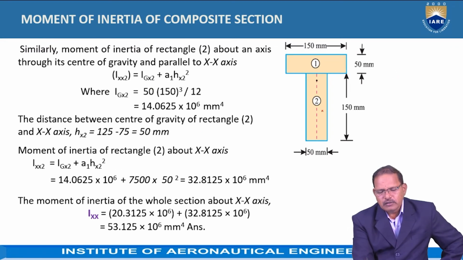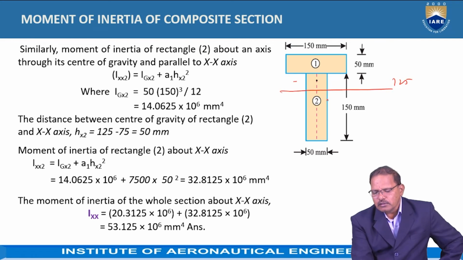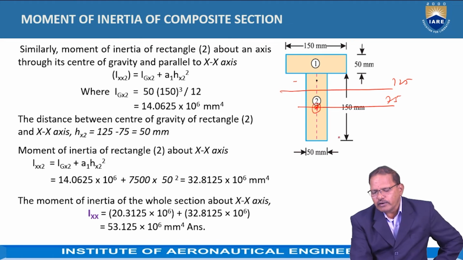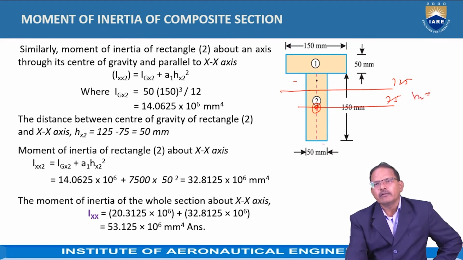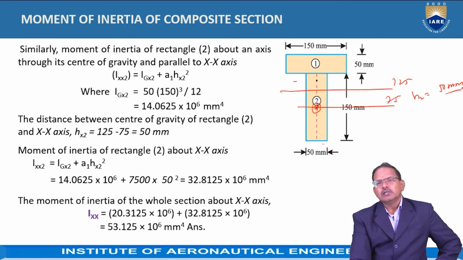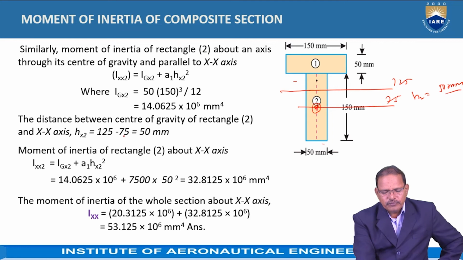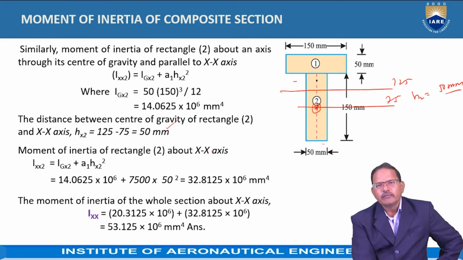Similarly, for the second one, here it is given 125 mm. It is given at a distance of 75 mm for the rectangle, because for the second rectangle, the center of gravity lies at a distance of 150 by 2, that is 75 mm. For the whole section, it is at a distance of 125 mm from the base. So, HX2 is equal to 125 minus 75 mm, which is equal to 50 mm.